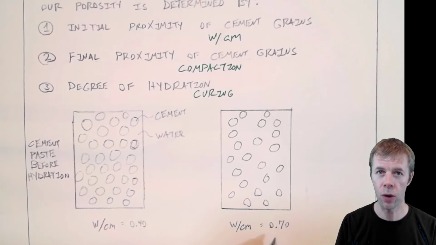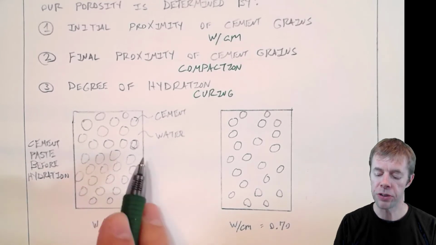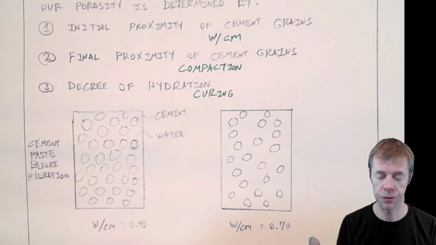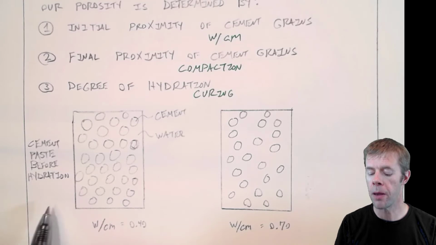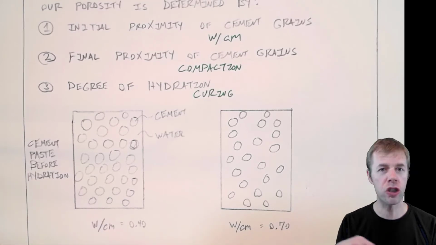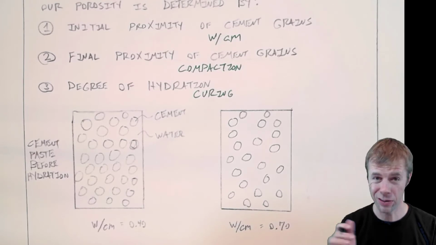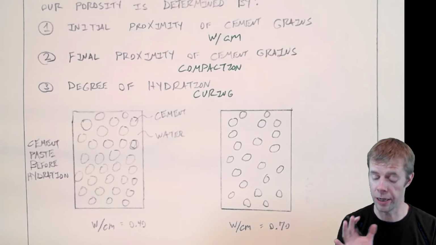Okay, and this one's got a water cement ratio of 0.70. And see, we see the cement particles, they're the circles, and we see the water, that's everything else. And I'm showing the cement paste before hydration has begun. This would be, you just started to mix things up, and this is, remember, idealized, because all these particles are the same size. That's not right.